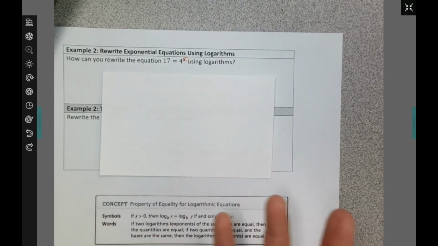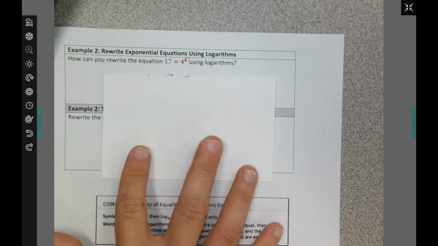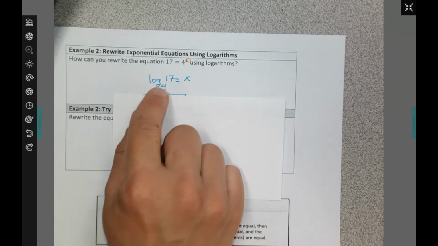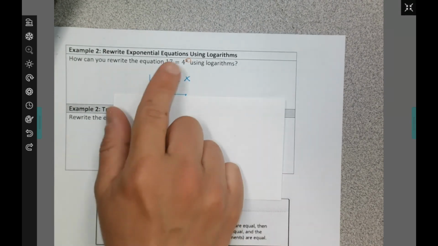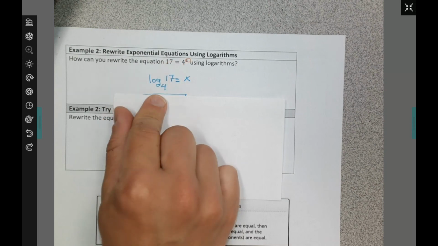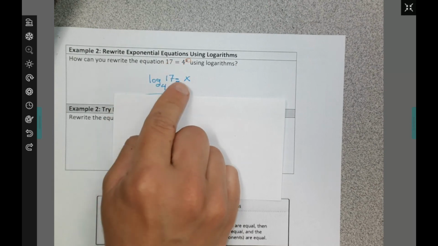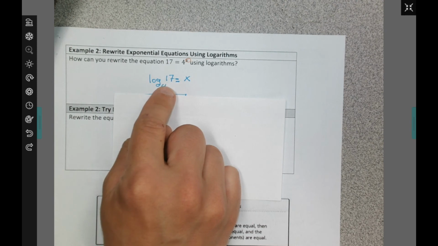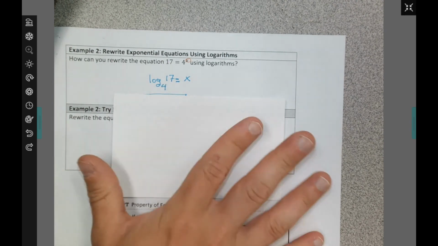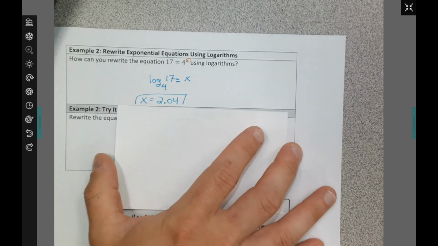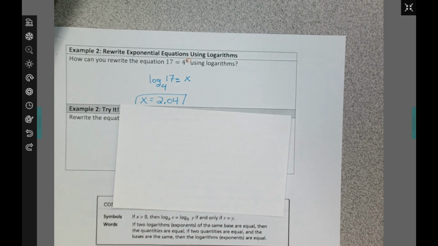So the way you're going to go ahead and solve that is by switching forms. So go ahead and write log. Okay. Dealing with logs, we know that our bases are always the same, and then the log always equals the exponent, so in this case, x. From there, the only thing we have left that we could take the log of would be 17. So I have log base 4 of 17, and that's going to equal 2.04.